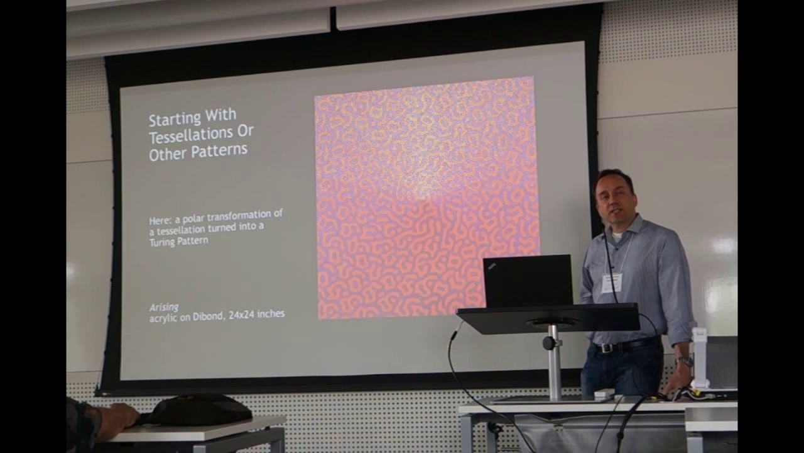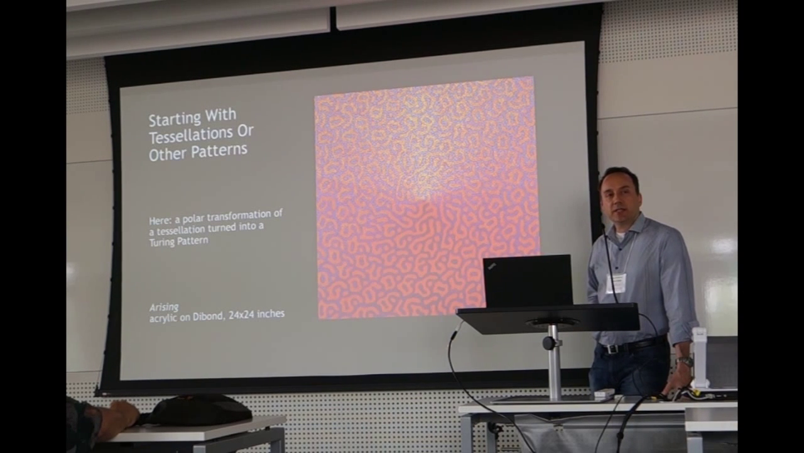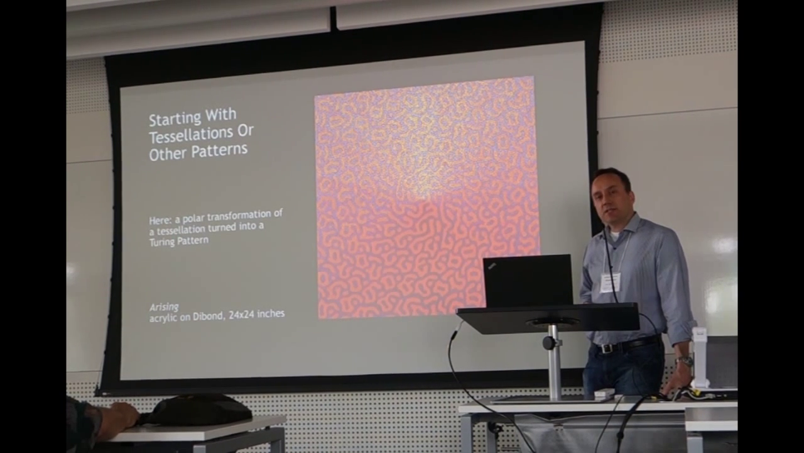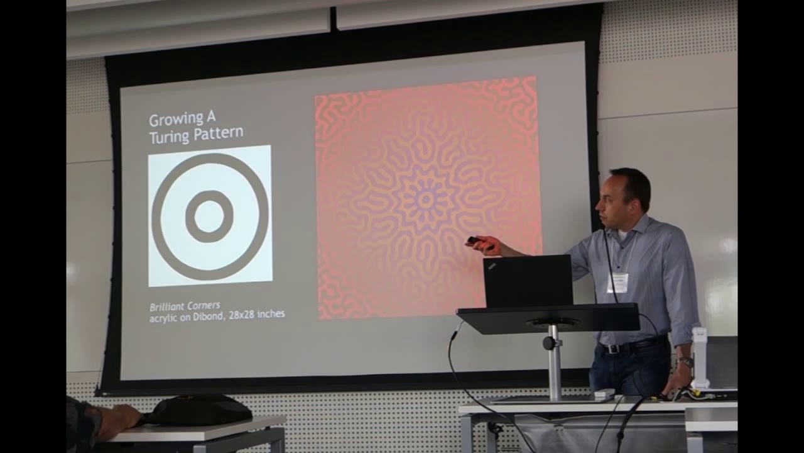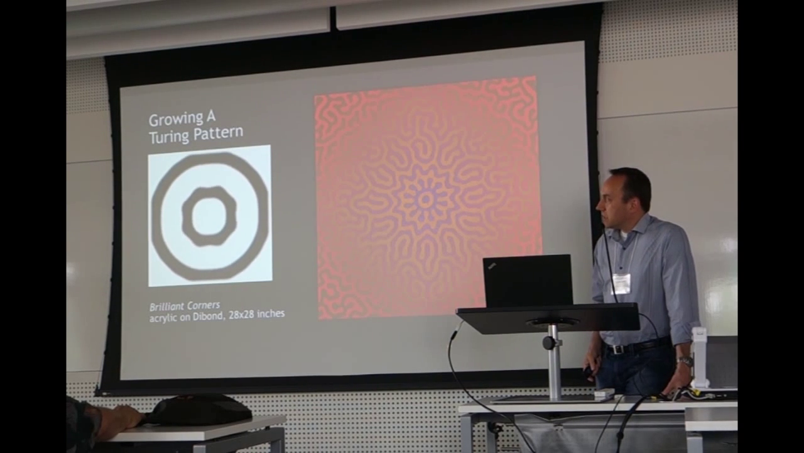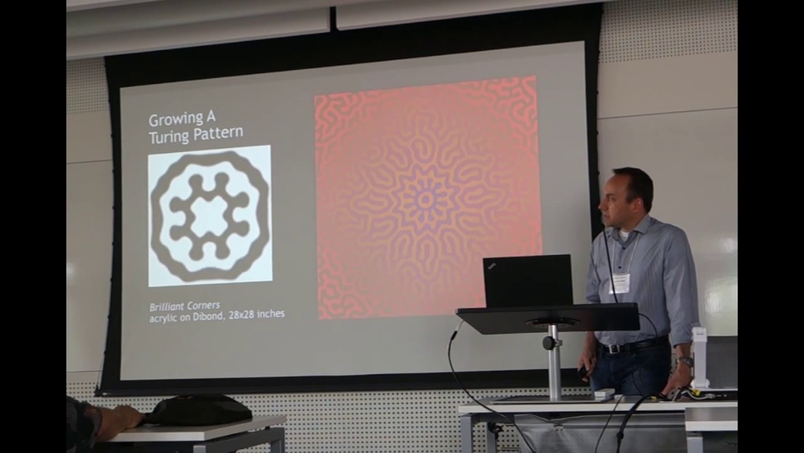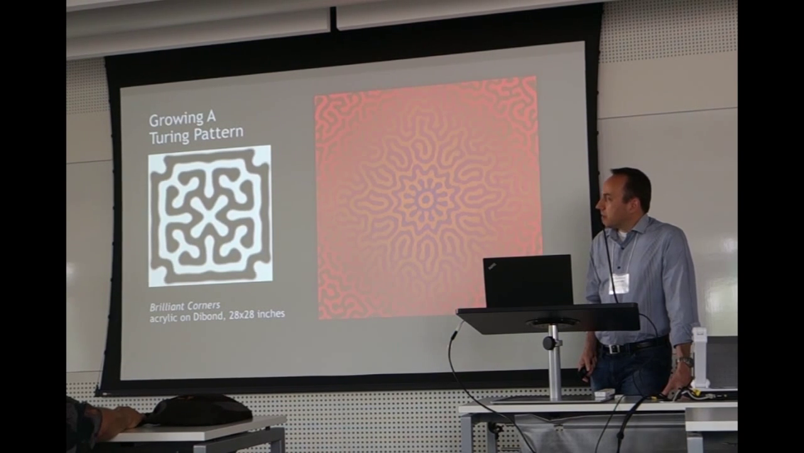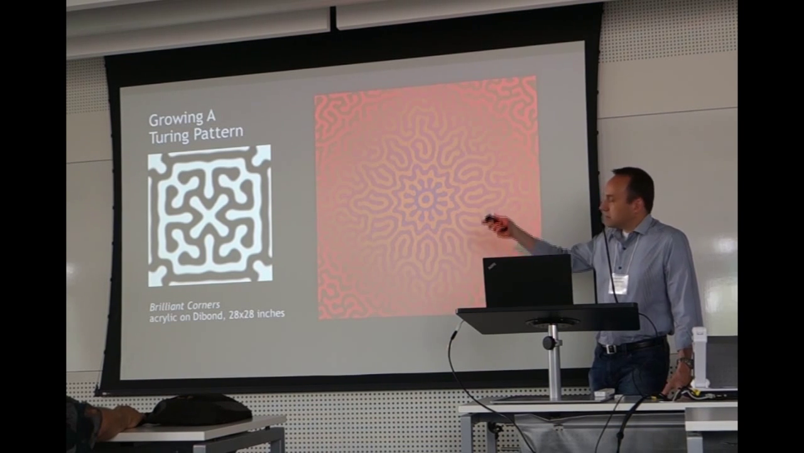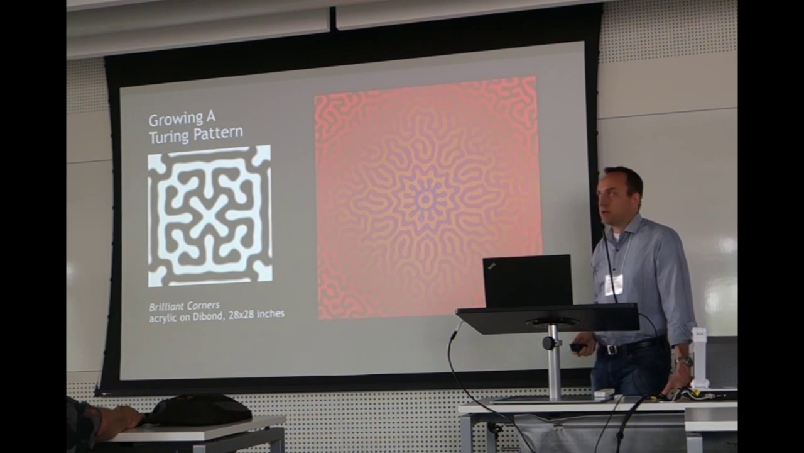It's fun to start with tessellations or other geometric patterns. In this case, I started with a tessellation, put it through a polar transformation, and used that as the starting seed for the Turing pattern that became this painting. You can grow your own Turing pattern. Here I'm starting with two circles, and if you run the Turing pattern process on it, you can end up with something really organic looking. Sometimes it's symmetric, sometimes the symmetries will just break enough to get something really interesting. That was the kind of process I used in this painting here.